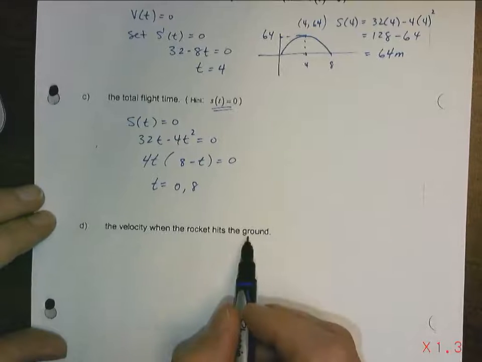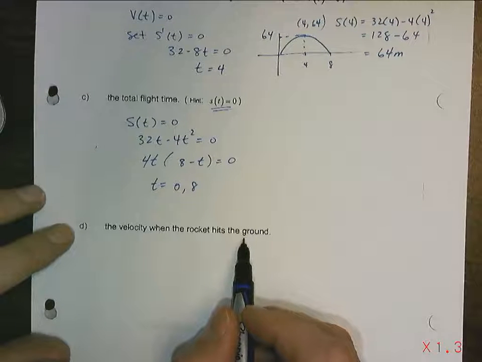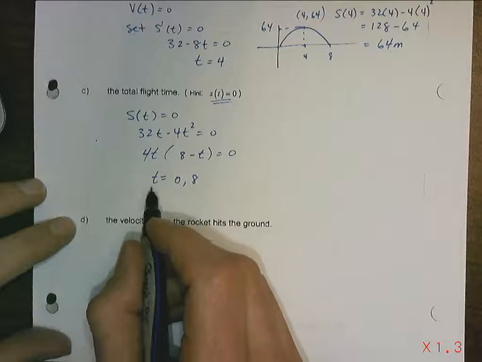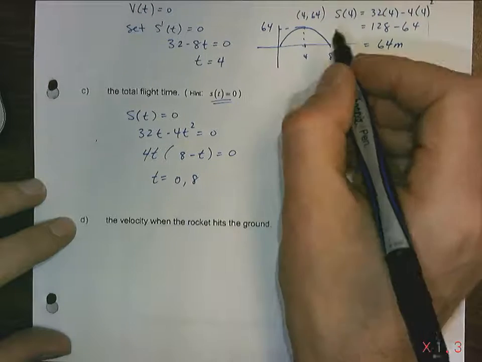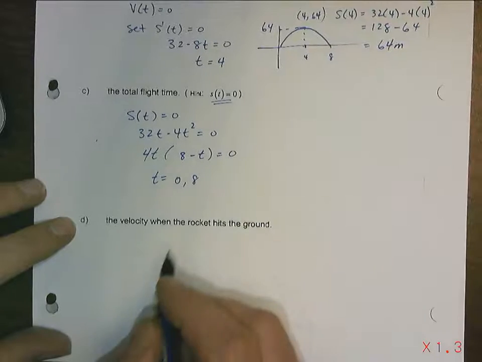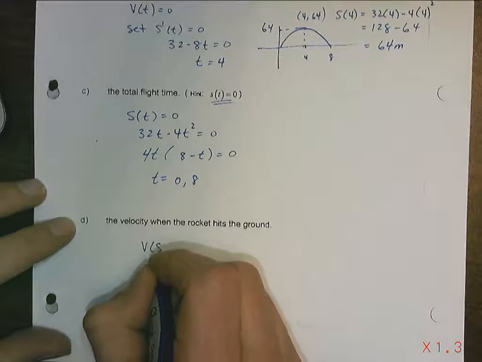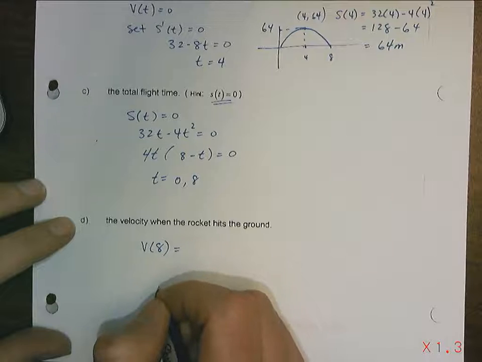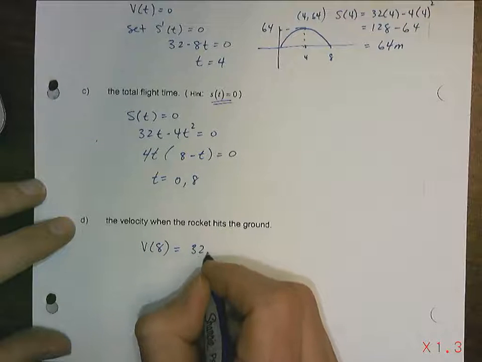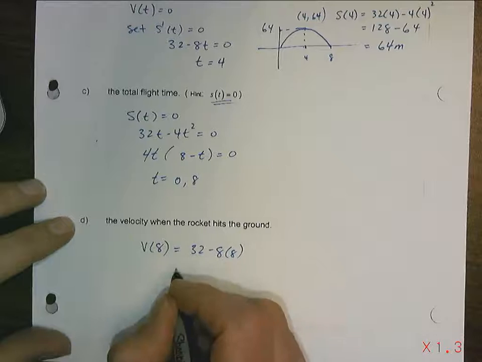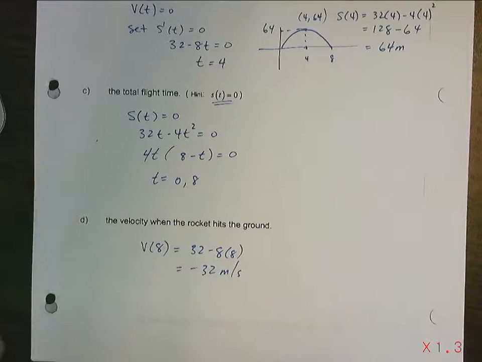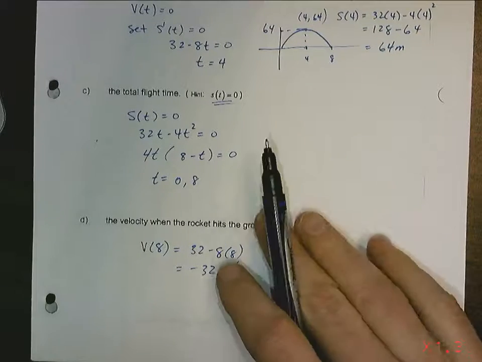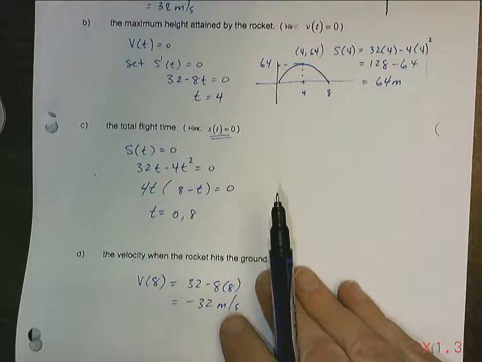What is the velocity when the rocket's going to hit the ground? Well, it's going to have the velocity when t equals 8, that's the total flight time, so it's hitting the ground at time equals 8. So its velocity at 8 is what we're interested in, which is going to be 32 minus 8 times 8, which is going to be negative 32 meters per second. So that's the velocity that the rocket will hit the ground at. Okay, so that's example 2.